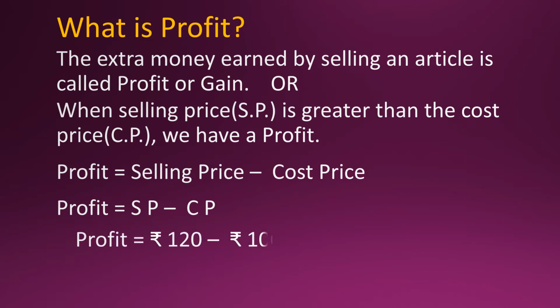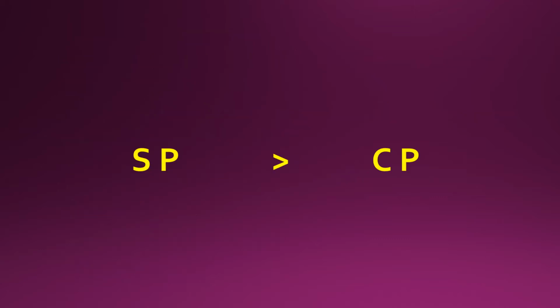That is rupees 120 minus rupees 100. Now do the subtraction. So we get profit is equal to rupees 20. So if SP is greater than CP, means you are selling it in more amount than you bought the item, you will be in profit.